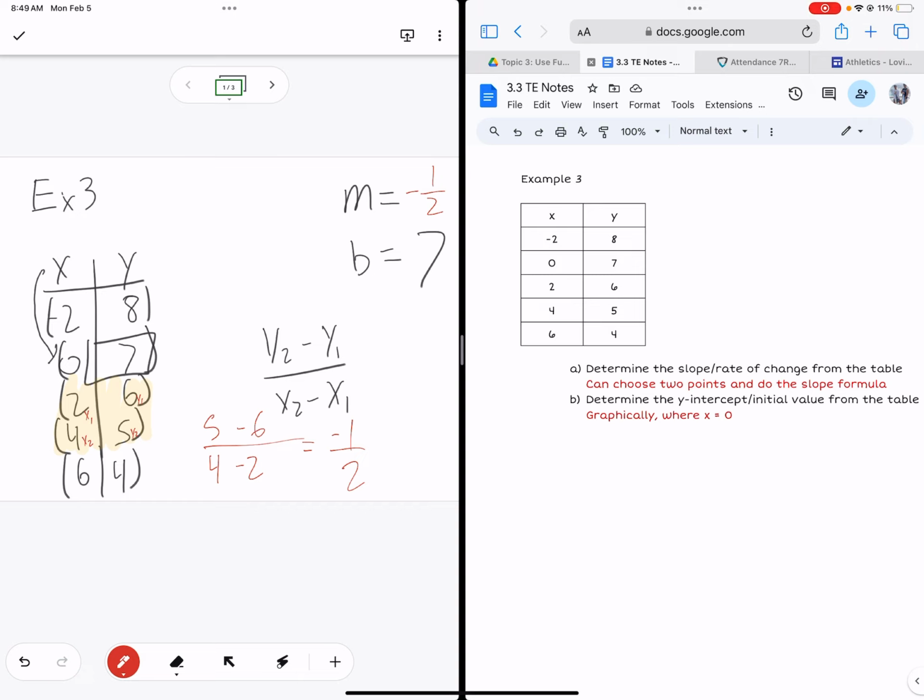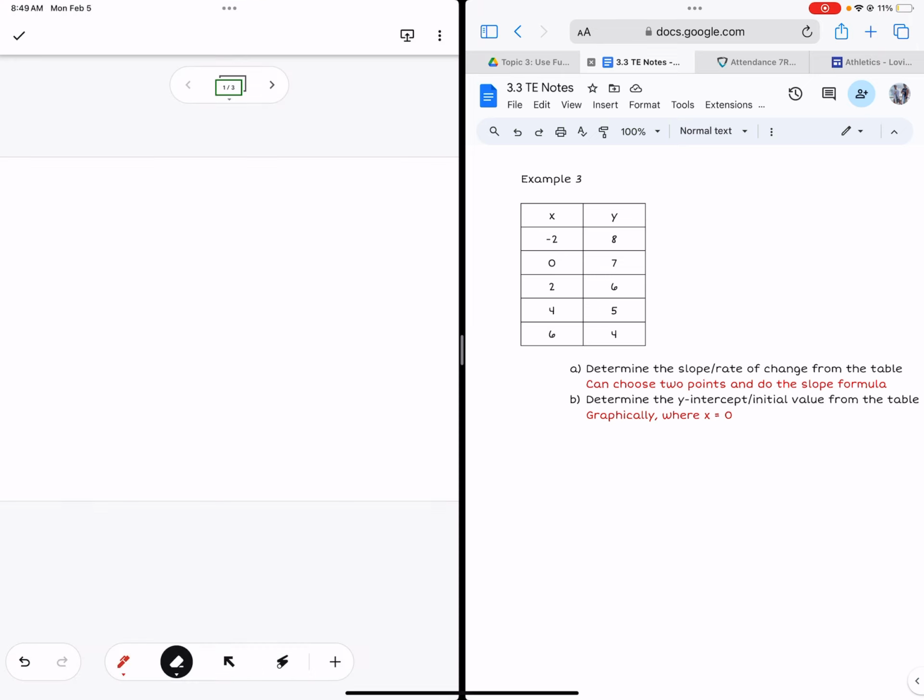This is basically the foundation of everything we're going to be doing from here on out. We have to be able to look at a table and find the slope of the line. All right, so that's example 3. You found your y-intercept, and then you found your slope. All right, example 4, try it on your own.